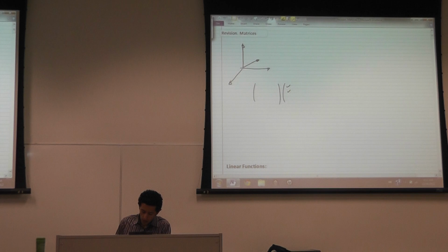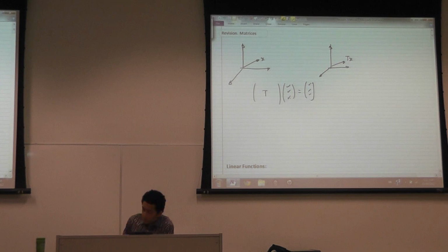The argument is a vector, and the result is another vector. So you input a vector here, you're going to get a vector output. So if this is x, and this matrix is called T, then this is Tx.